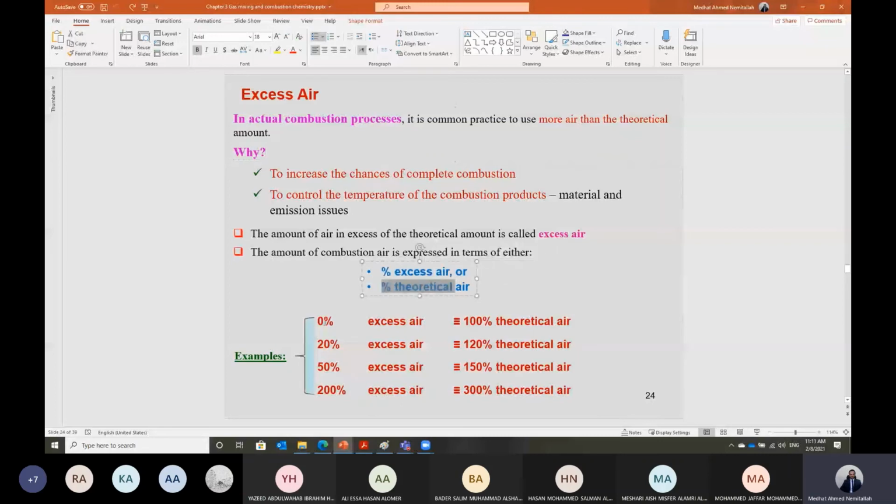So example here, Shabab. If we have 0% excess air, that means we have 100% theoretical air and lambda is equal to 1. But if we have 20% excess air, that means we have 120% theoretical air and lambda is equal to 1.2. So lambda is equal to 1 plus the percentage of the excess air. Likewise, if we have 200% excess air, that means we have 300% theoretical air and lambda is equal to 2 plus 1 in this case.